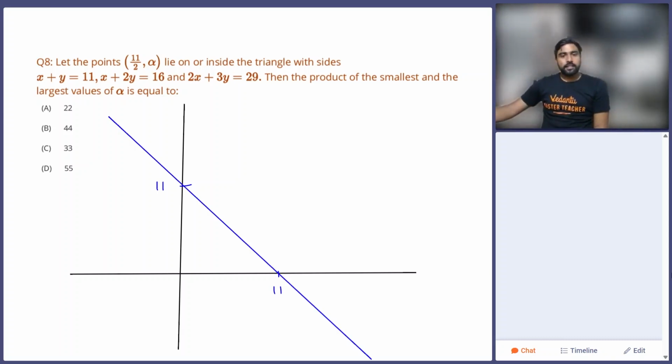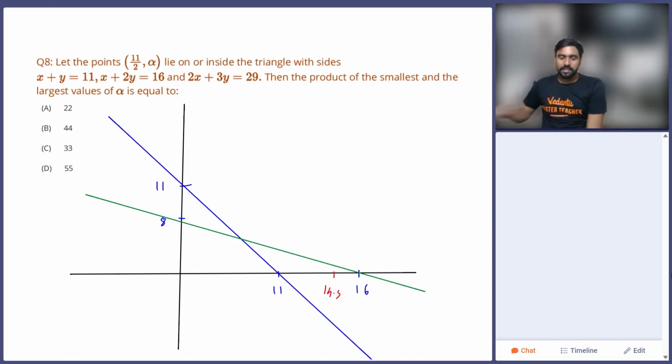Very well. The next line is x plus 2y equals 16. So here you have (16, 0), which lies somewhere over here, and then you have (8, 0). 8 will be slightly below over here. So this is the second line that we have. Cool. And then finally 2x plus 3y, not a good one, right? So 2x plus 3y equals 29. Over here when you put y equal to 0, you will get x as 29 by 2, which is 14.5. So 14.5 lies slightly less than 16.